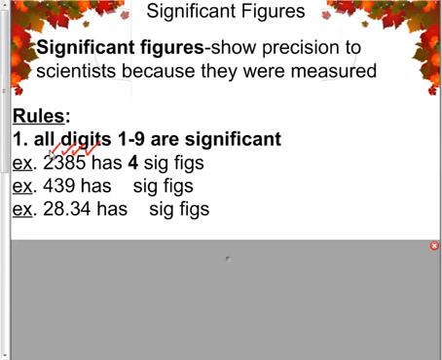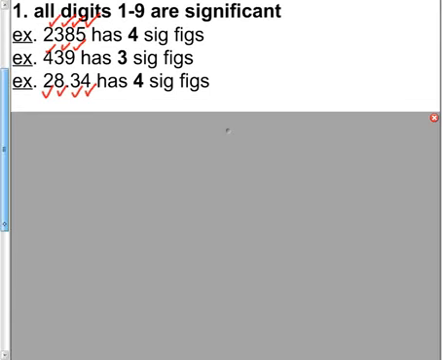We look at the next example. The 4, the 3, and the 9 are each a digit between 1 and 9, and so this value has 3 sig figs. Our final example has a 2, an 8, a 3, and a 4, all of which are digits that are between 1 and 9. Therefore, this number has 4 significant figures. Notice it doesn't matter how big the number is, or how small the number is, or if there's a decimal. As long as the number is a 1 through a 9, no matter where it falls, then we count that as a significant figure.